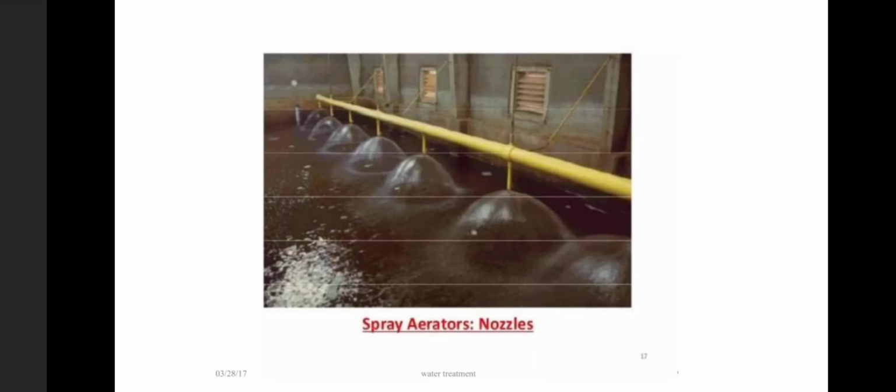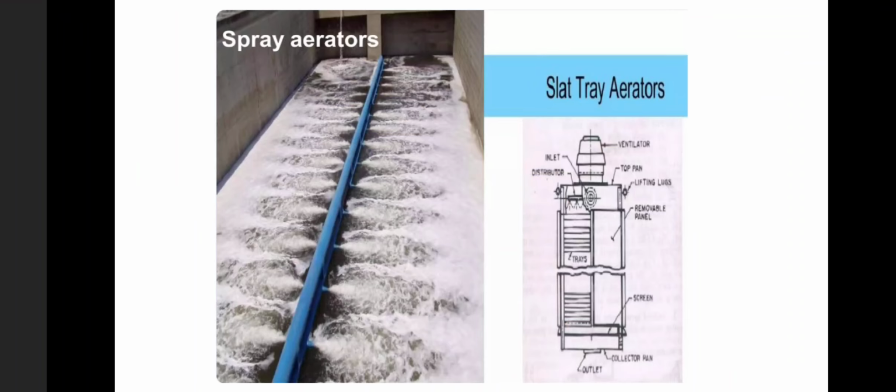The next type of aerator is the spray aerator. Here the air is sprayed inside the wastewater with the help of nozzles, which causes bubbles to be created, and the bubbles will attract the waste particles present inside the wastewater, and they are being separated.